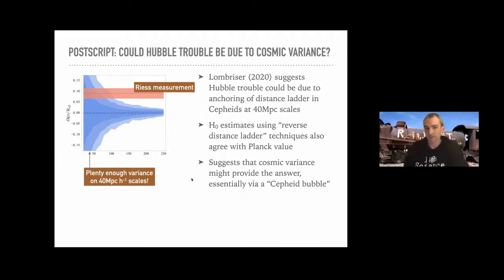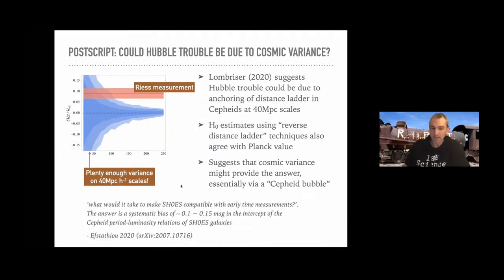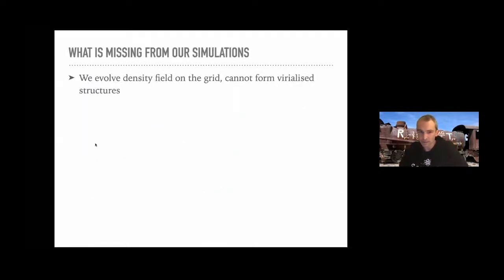So I think this story is still rolling, but it's still kind of interesting that there's plenty enough variance on smaller scales, and that might be affecting the forward measurements over time. Wow. All right. So quickly then, what's missing?